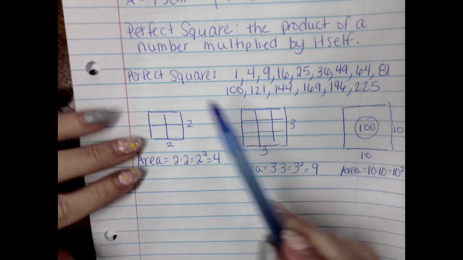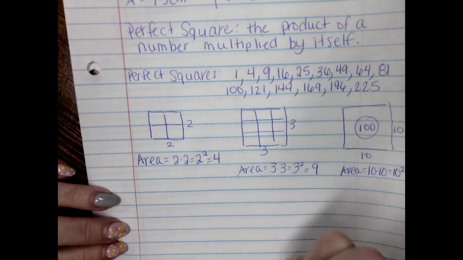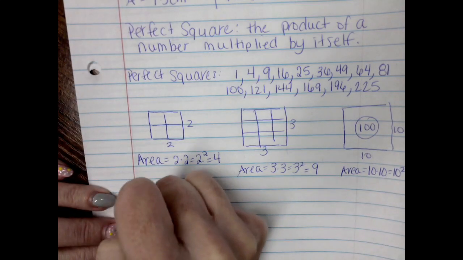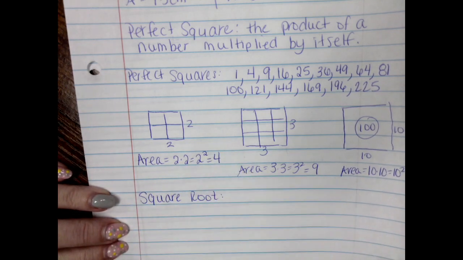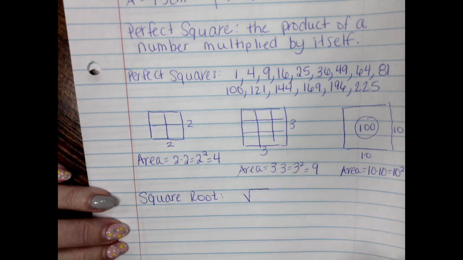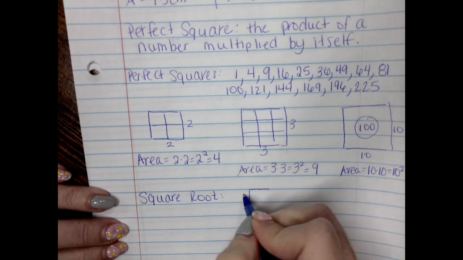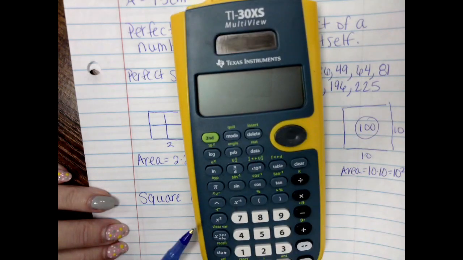Now we're going to take this knowledge and work kind of backwards. We're going to be talking about something called a square root. Our symbol for a square root kind of looks like a division symbol, but it's got this little arch thing right here. And if you're looking on your calculator, this green one right here above x squared, that's your square root symbol.